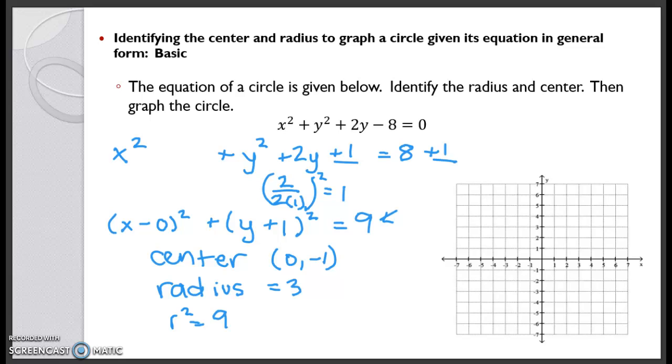So, with a center at 0, negative 1, and a radius of 3, counting 1, 2, 3 in each direction, we're going to have a circle like this.